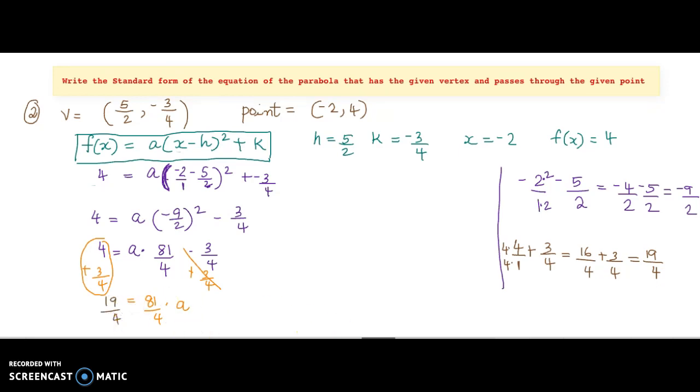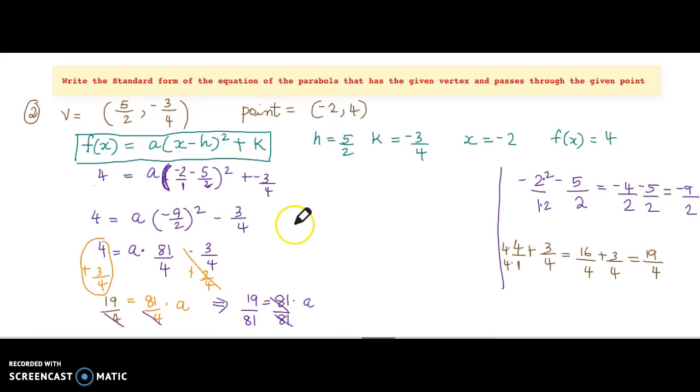So obviously we can cancel out the same denominators on either side of the equation, and this equation turns out to be 19 is equal to 81 times a. To solve for a, we've got to divide by 81 on both sides, and 81 and 81 cancel. So we have solved for a here. A is not a pretty number, it's not a whole number, it's a fraction which can't be simplified. It's just 19 over 81, you can leave it like that.